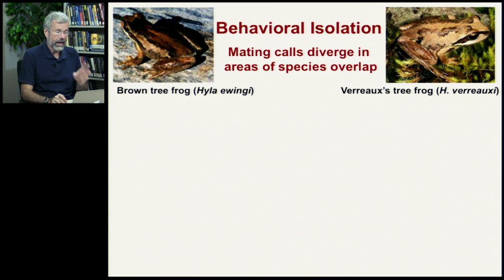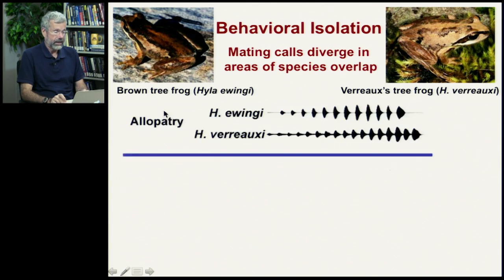You can also have behavioral isolation where mating calls diverge in areas of species overlap. Now, this is a case where the male makes a very characteristic noise to try to attract a female to mate with him. And here we have the brown tree frog and the Vera's tree frog, okay? And where they live apart, where they're physically separated from each other, it's possible to characterize the chirping sound of the brown tree frog with this, it's called a sonogram. And so there's a little pulse of noise, and it gets louder and louder, okay? And it lasts that long.